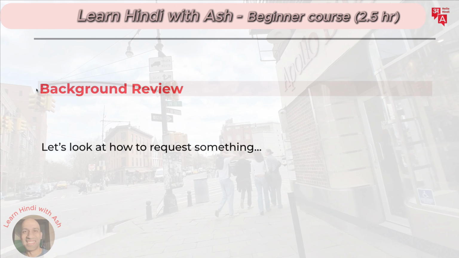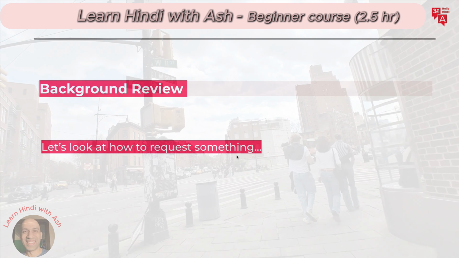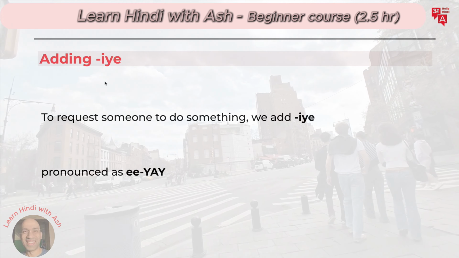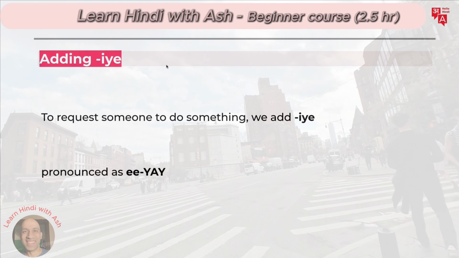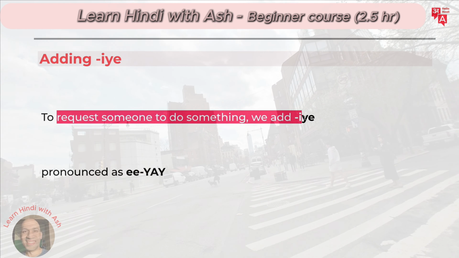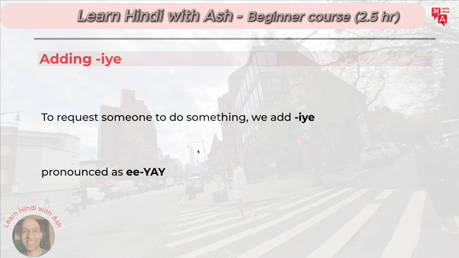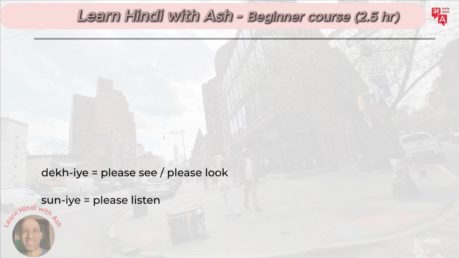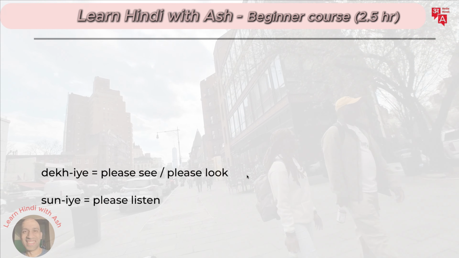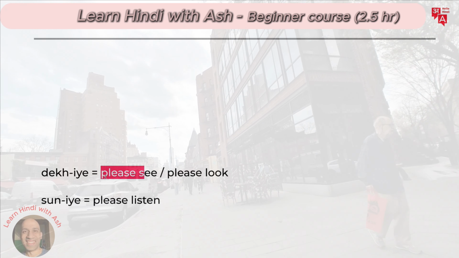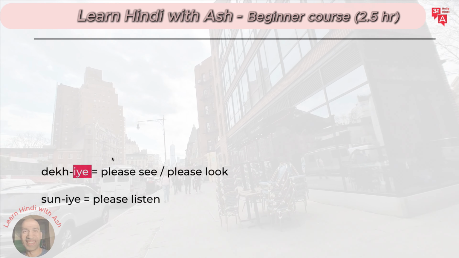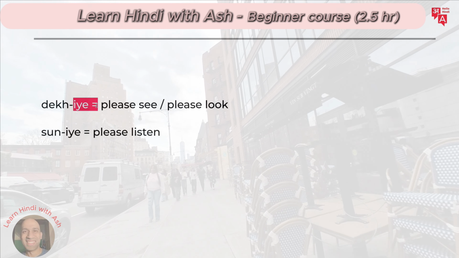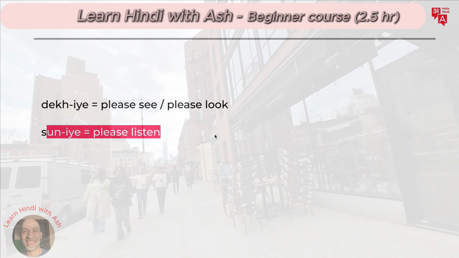As usual, let's see how we can request something this way. So what do we do here? We just add the "iye" form to request someone to do something. So we add "iye", like this, right? So देखिए, please look, or please see. Note that the please is implied already. You just say "iye". देख, you know, is to see. You just put the "iye" here. सुन "iye", please listen. देखिए and सुनिए.